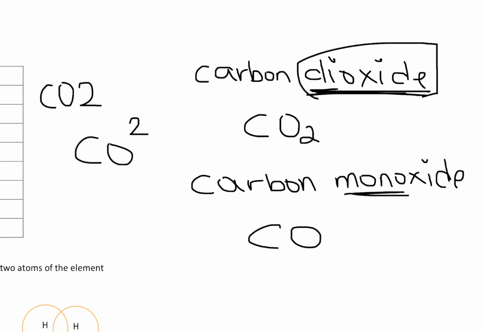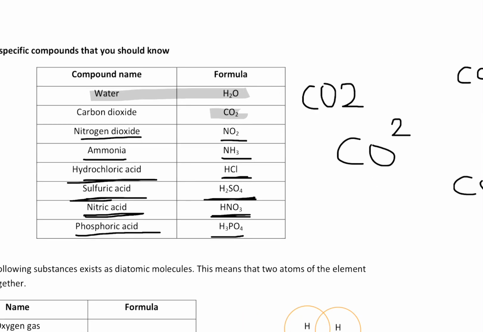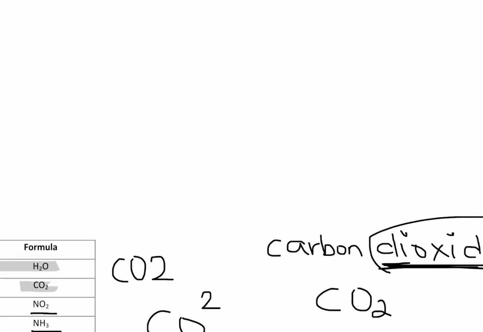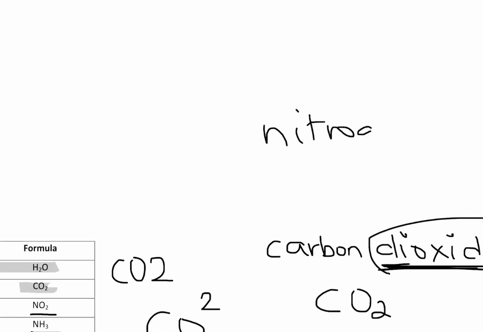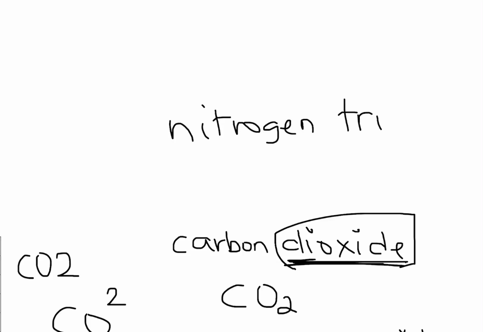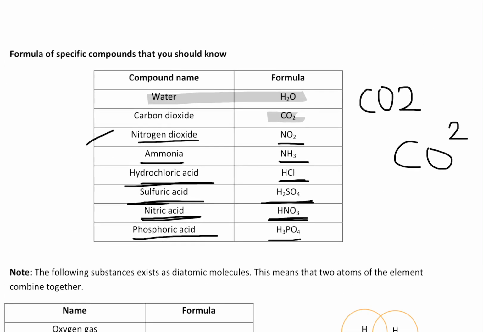so it's just CO. Similarly, nitrogen dioxide is NO2, but if you have nitrogen trioxide, tri means 3, so then you'll have NO3 like this. You can have nitrogen monoxide as well, which is NO. So for these ones, it's going to be a bit different. It's not cross multiplication here, it's different. This is why I've written the title to be formulas that you should know.